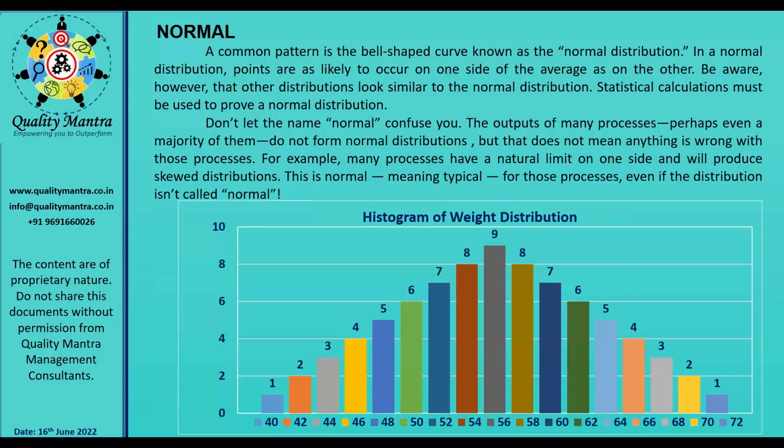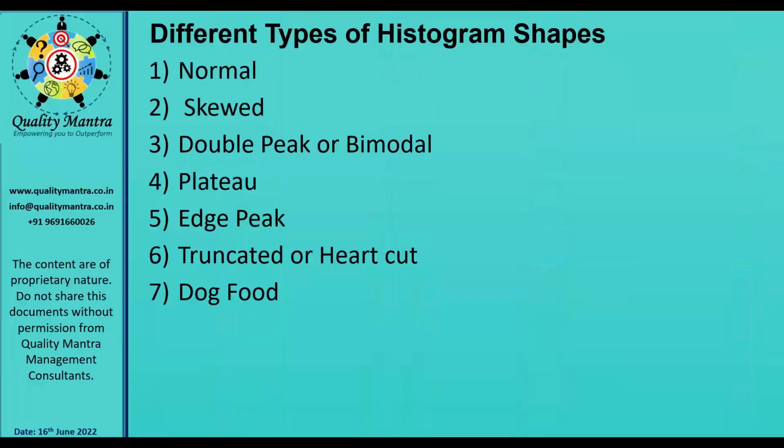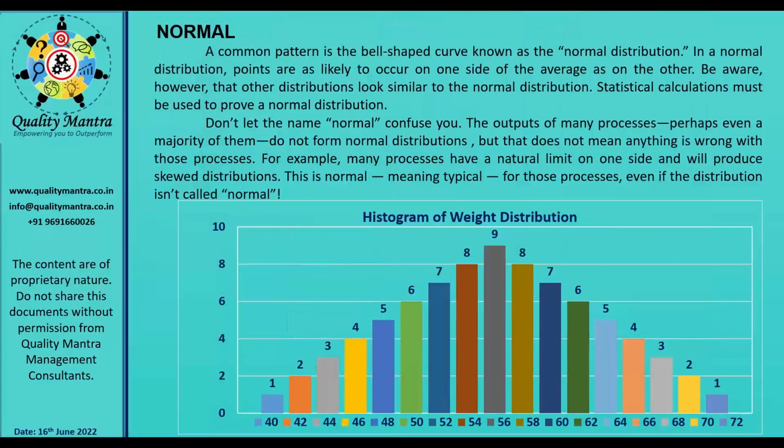So the first shape is the normal, then skewed, then double peak, or you can say bimodal, plateau type, edge peak type, truncated or hard cut, and then there is a dog food. So let us go through each and every shape. So normal, basically this is the common pattern you can say, and it is the most sought after distribution type.